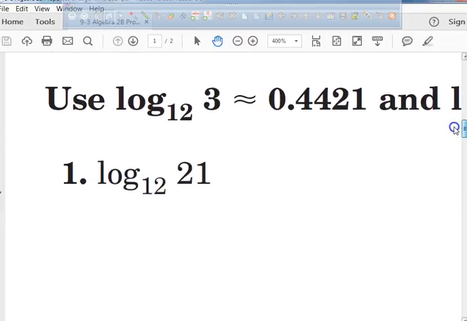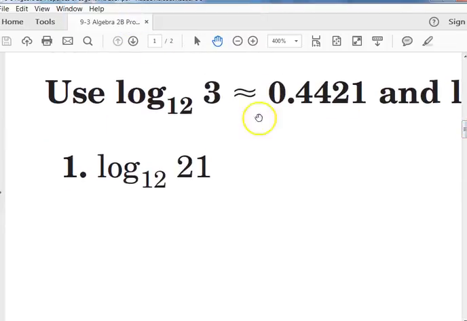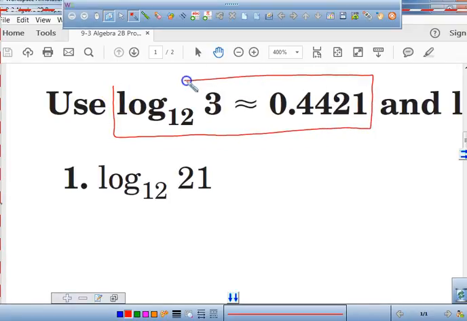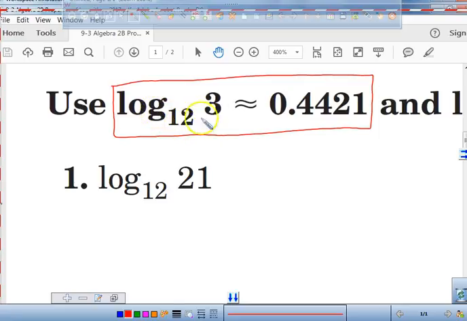All right, so right now we're going to look at problem number 1. On this assignment, we've given you some approximate values that you're going to be using. One of them is this: log base 12 of 3 is approximately equal to 0.4421. What that means is, if you took the number 12 and raised it to the power of 0.4421, that would approximately equal the number 3.